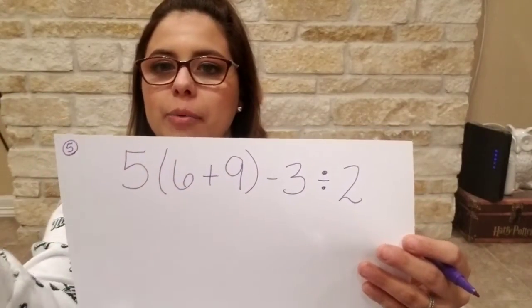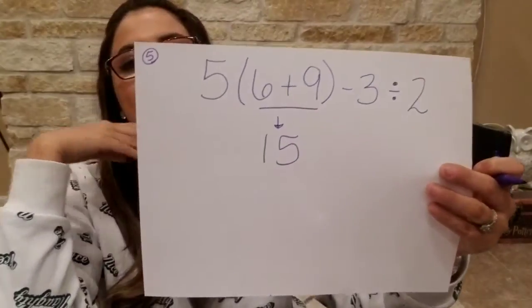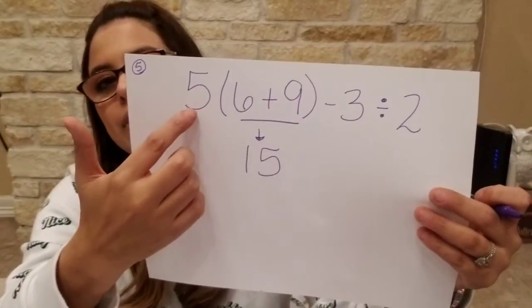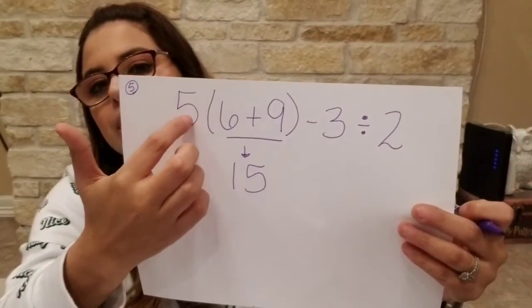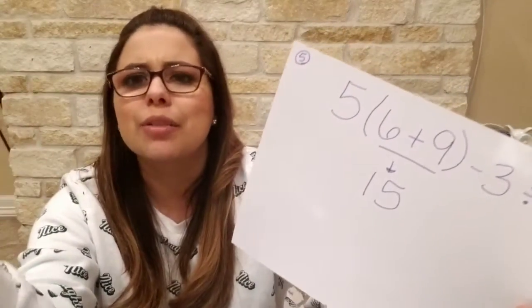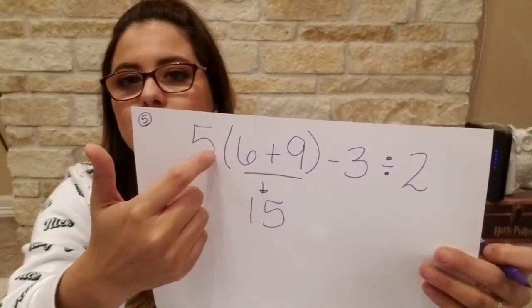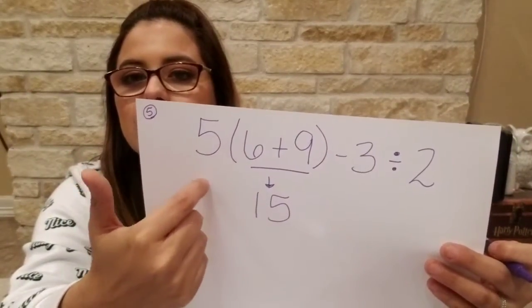Alrighty, so again, parentheses or brackets first. I see parentheses, 6 plus 9. And that should give you 15. My brain stopped working. Okay, 15. So now I still have that 5 on the outside. Anytime you see a number next to a set of parentheses with no operation in between, no multiplication sign, no division, no addition, no subtraction, that automatically means that you're going to multiply. So right here, I'm going to put a multiplication sign and then my 5.